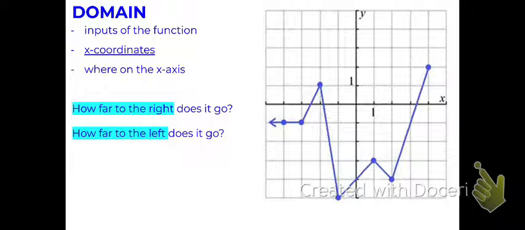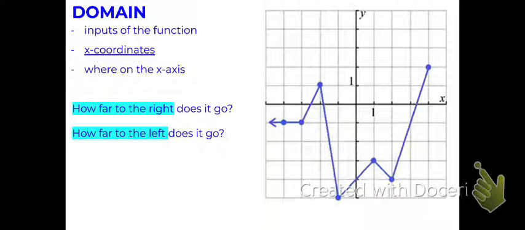Here we're going to talk about domain and range and help you with questions on the state test. So first off, domain. Domain are the x coordinates. They're the inputs into your function. You're looking at the x coordinates that are on the graph. You're looking at the x-axis.